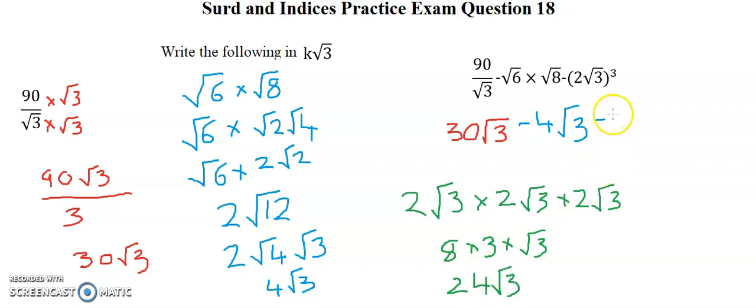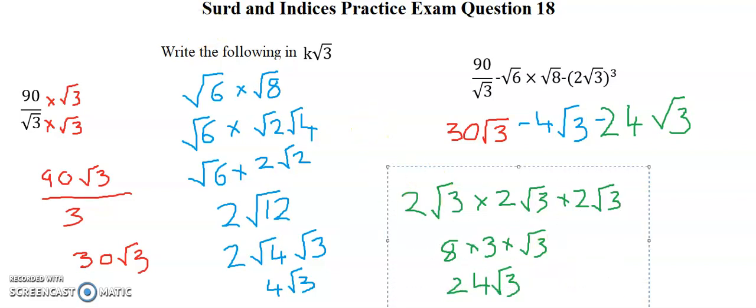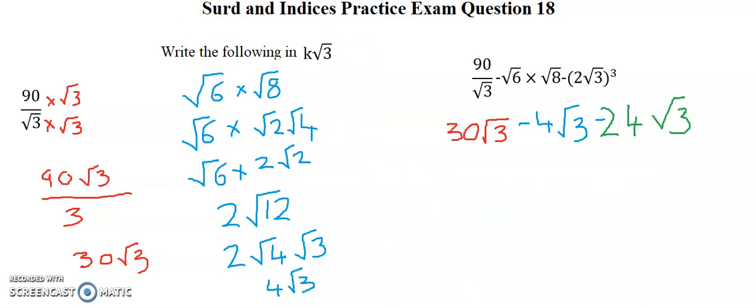So 3 times 8 is 24 square root 3. So that gives me it in the simplest form at the moment, and they're all in square root 3, which means I am able to simplify. So let's have a look. I've got 30, take away 4, which is 26 square root 3, and then 26 square root 3, take away 24, and that equals 2 square root 3. So 2 square root 3 is my answer.